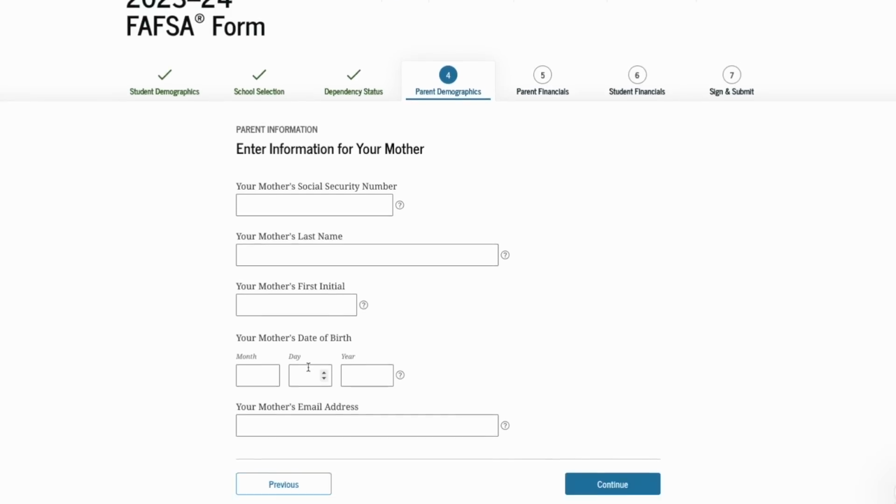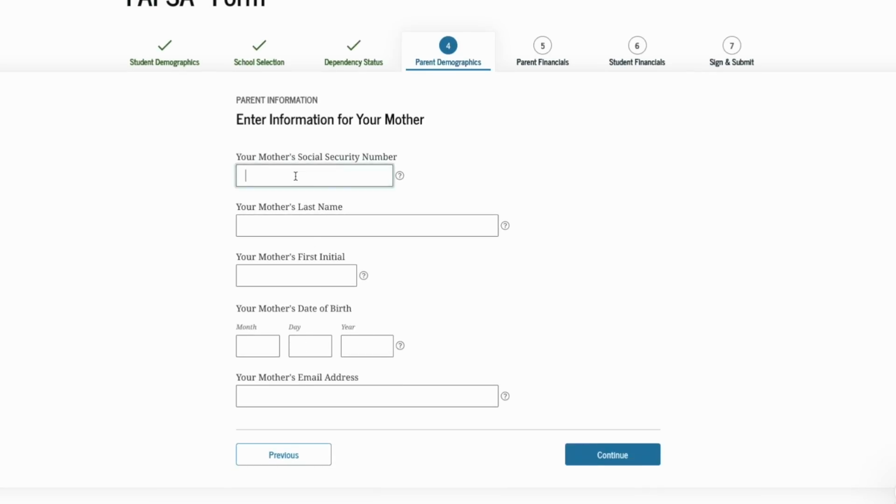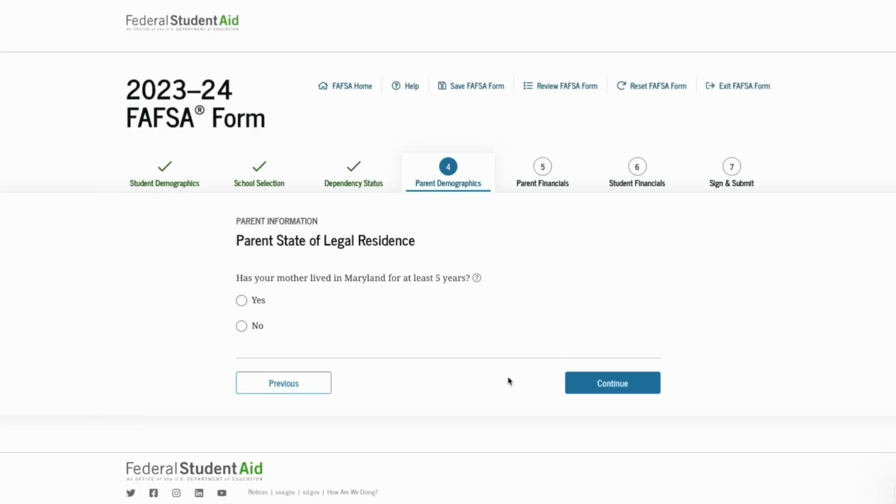The next section is information about your mother, which should include the Social Security number, last name, date of birth, and if your mother wants to receive updates about FAFSA, your mother's email address. This next screen asks about your parent's state of legal residence. If your parent doesn't live in the same state as you or lives in another country, you would answer that question here.